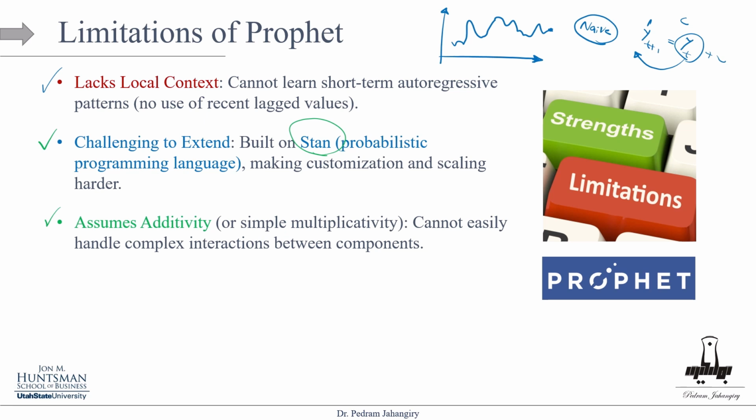Some sort of simple multiplicativity is also available through Prophet, especially for the seasonality component. We could add it in a multiplicative way, but it doesn't go beyond that. So what if you want to add these components in a completely nonlinear fashion? What if you wanted to use a neural network to add these components together? This is something that Facebook Prophet is missing.